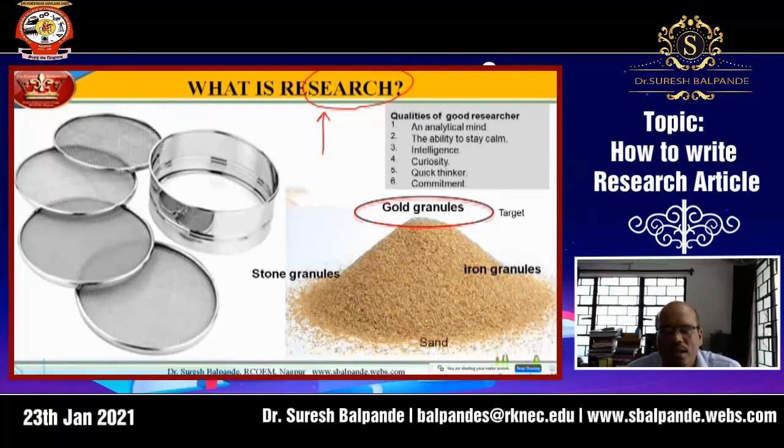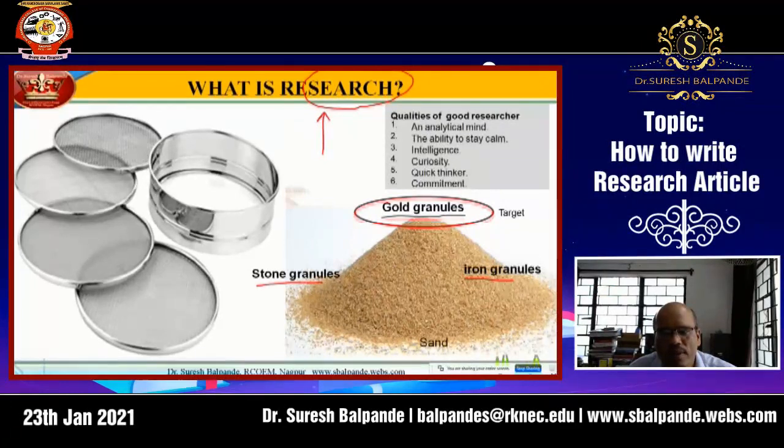If you search continuously, you will definitely reach the target. This picture reveals all the things. Suppose this is sand, and in the sand our target is to find gold granules. This sand has sand granules, iron granules, stone granules, and XYZ granules. If you want to achieve your target, you have to filter it out, and this filtering operation will be continuous. It will not be done in one attempt or two attempts.